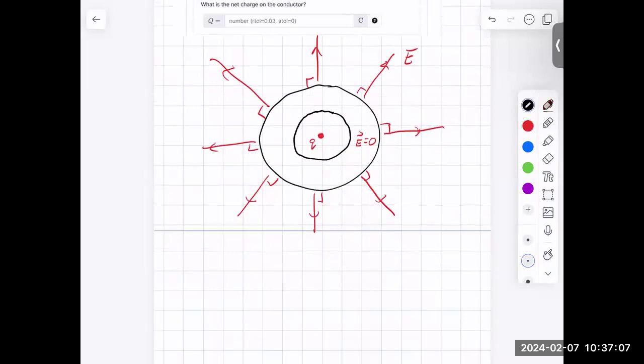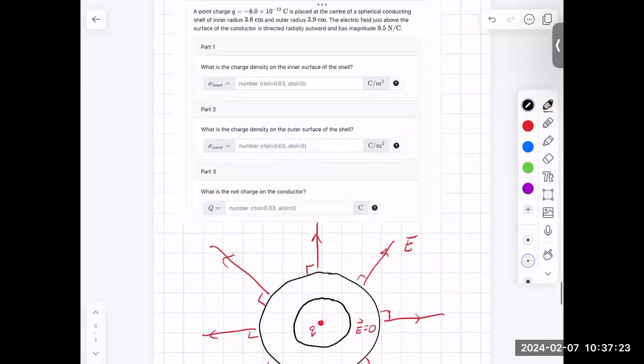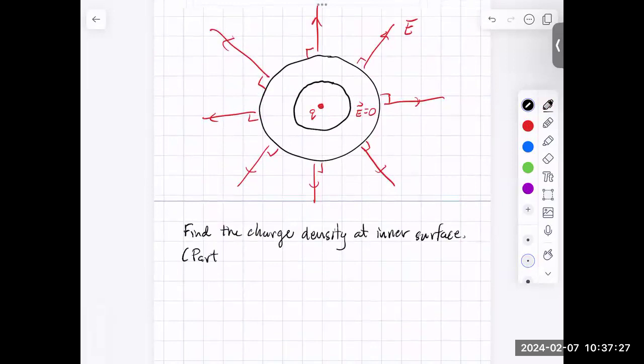So let's find the charge density at the inner surface. This is part 1 of the problem. What we're going to do is use Gauss's law, and place a spherical Gaussian surface so that it's just outside that inner surface. What we're imagining is that we have some Q inner sitting on this inside surface, and some Q outer on this outside surface, and we want to find those values.